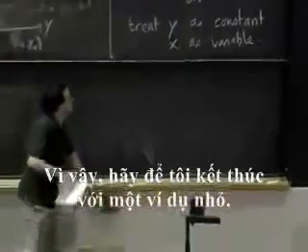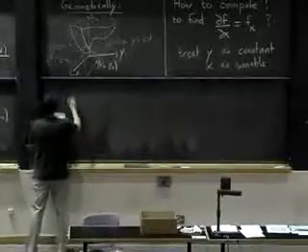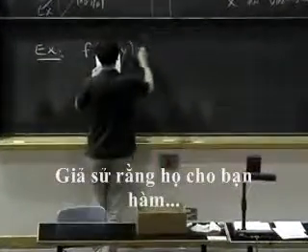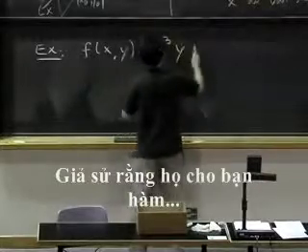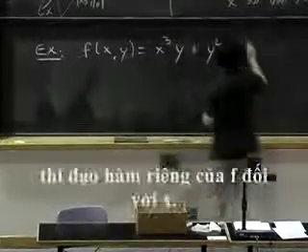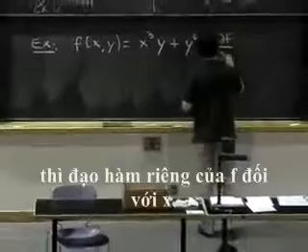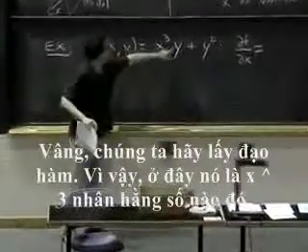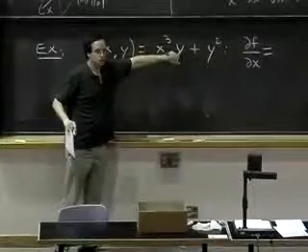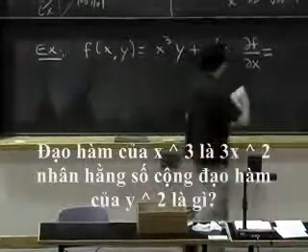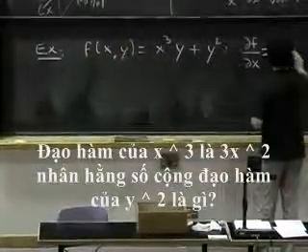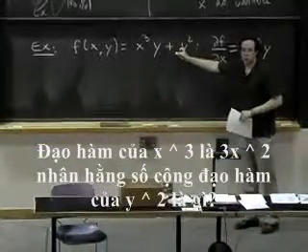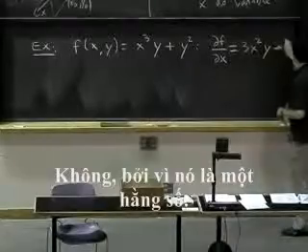So let me just finish with one quick example. Let's say that I give you f of x, y equals x cubed y plus y squared. Then partial f partial x, well, let's take the derivative. Here it's x cubed times a constant. The derivative of x cubed is 3 times x squared times the constant, plus what's the derivative of y squared? 0, because it's a constant.